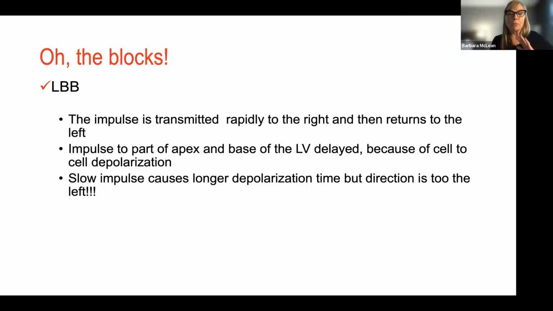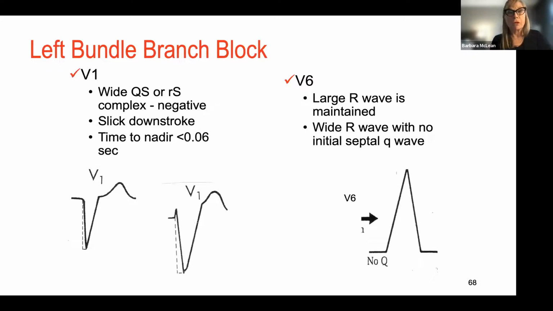Remember, in left bundle branch block, your current is rapidly distributed to the right heart and then slowly returns to the left. The left ventricle, which is normal, is depolarized last. And that's normal. But it's going to take time. The direction is to the left, but it's going to take time. So that timing is a really important thing for us to look at.